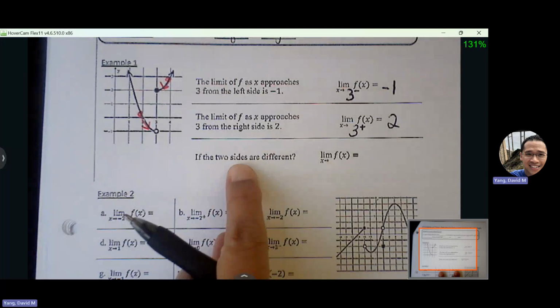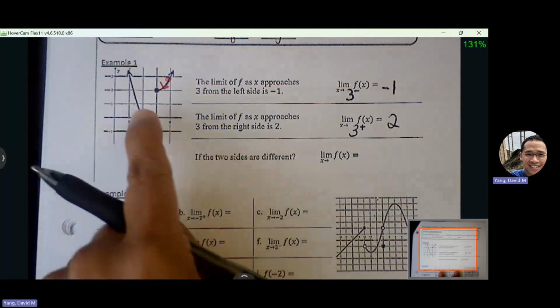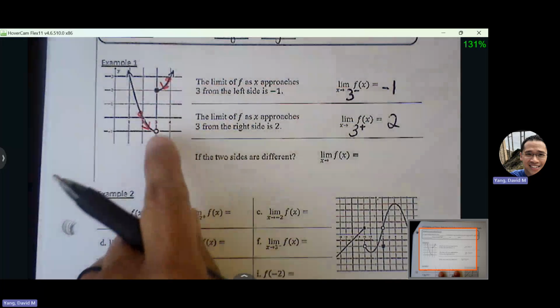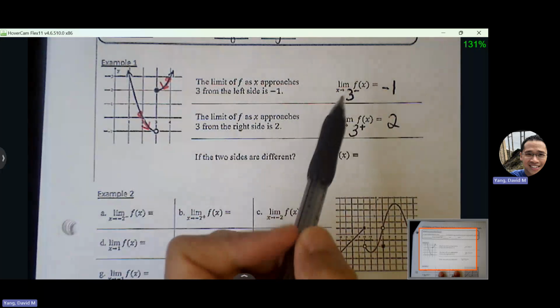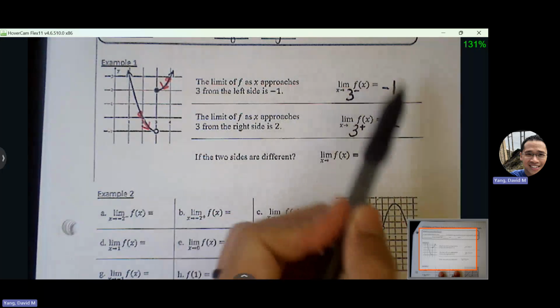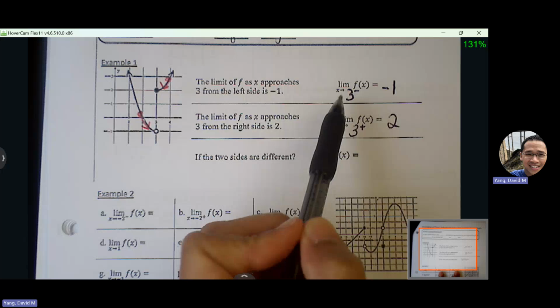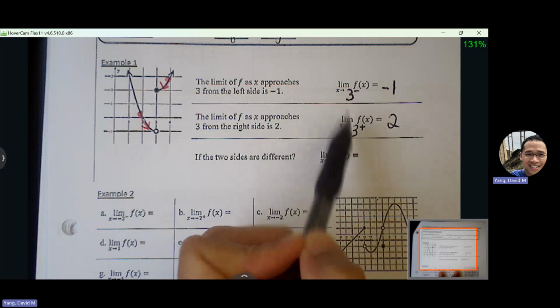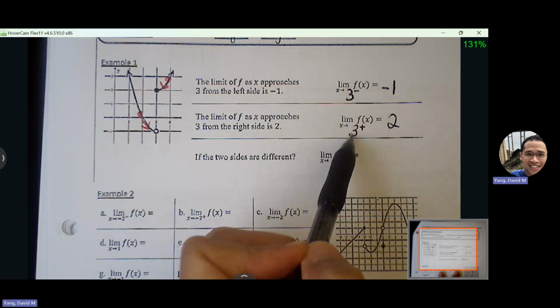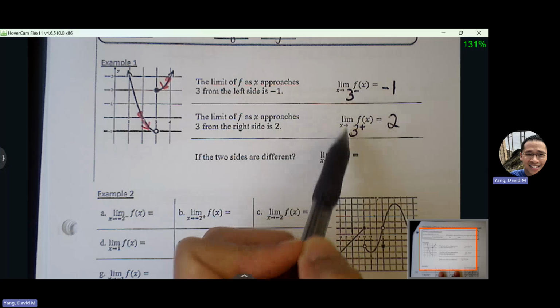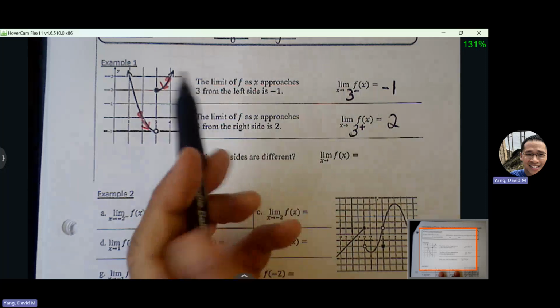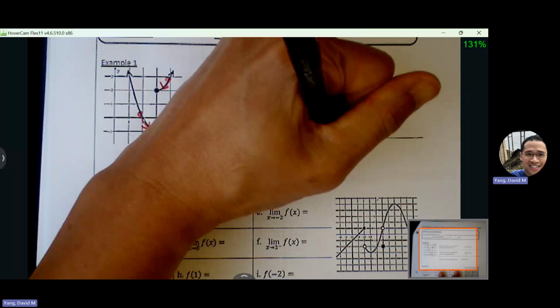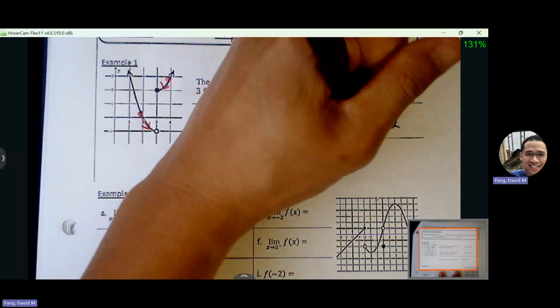So are the two sides different? They are. And this is going to be the more formal approach of deciding whether a limit exists. If the one-sided limits are in agreement, then the limit does exist. But if the one-sided limits are not in agreement, then the limit does not exist. So we can say that the limit as x approaches 3 of f of x does not exist.